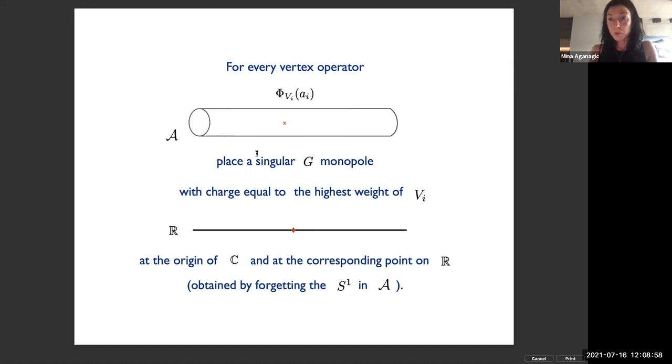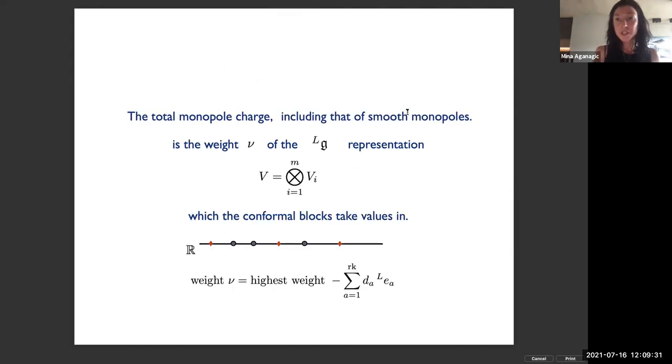For every vertex operator, we place a singular G monopole of charge equal to the highest weight of the representation V corresponding to the puncture at the origin of C. Remember, our monopoles are in R^3, which we break up into C times R. So the singular monopole is at the origin of C and at the corresponding point in this real line, which you obtain just by forgetting its position on a circle of the infinite cylinder. The total monopole charge, including that of singular monopoles plus the smooth monopoles, is a fixed weight in the G representation, which is the product of all representations associated to the punctures that conformal blocks take values in.